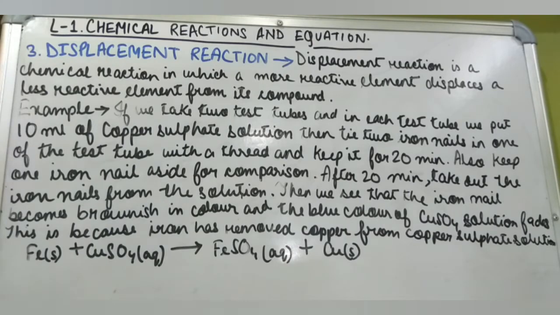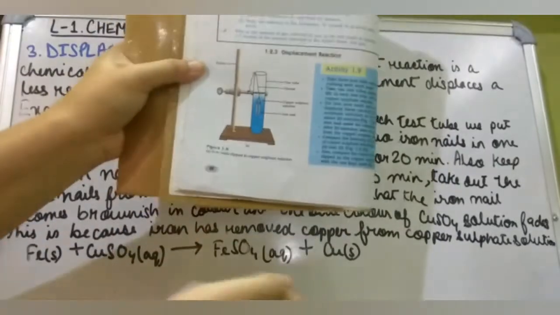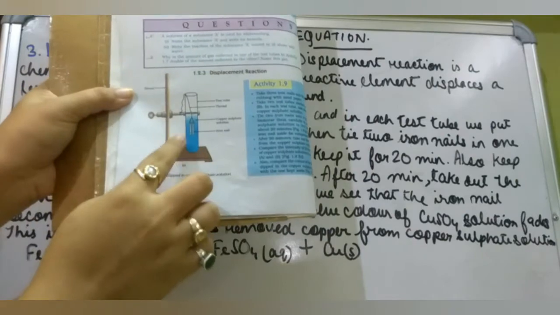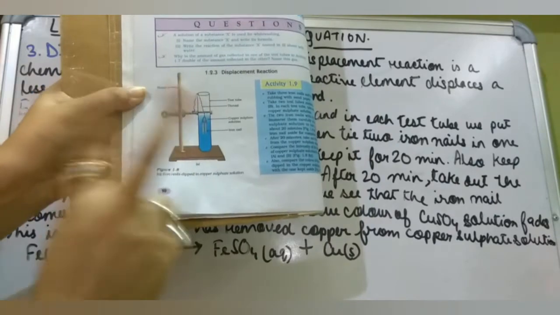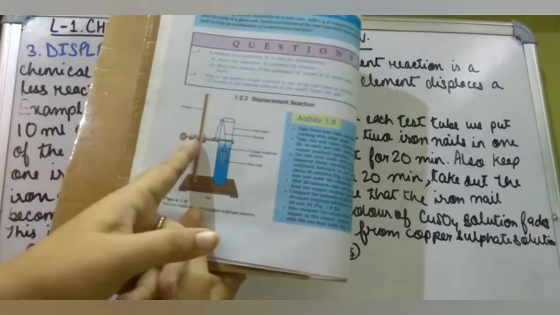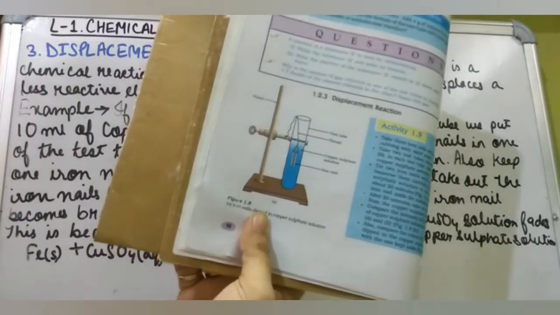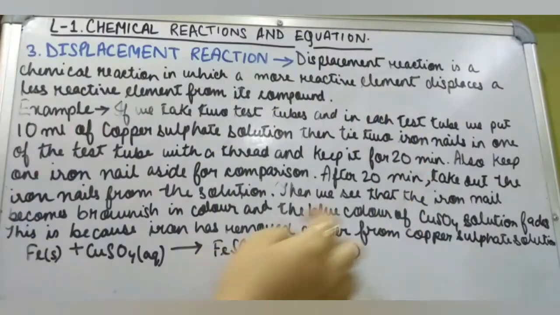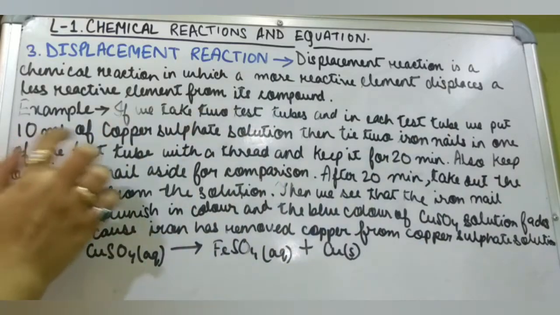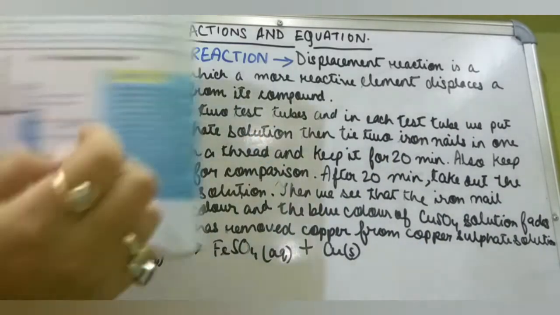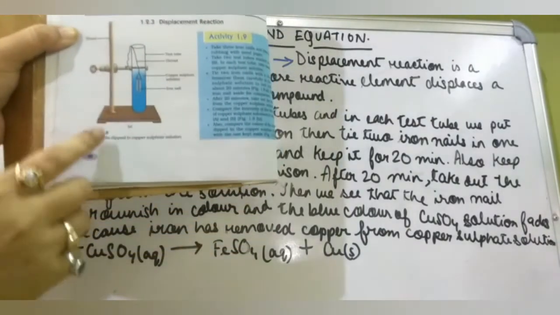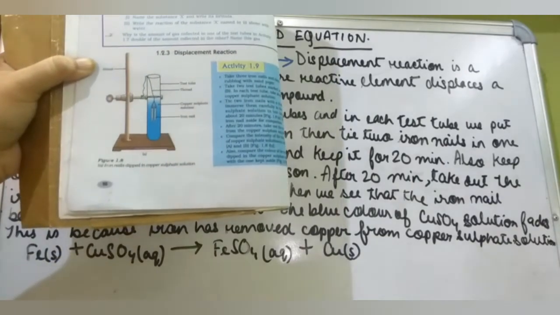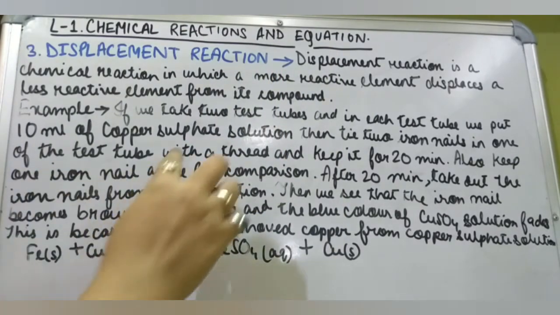Now this is the small activity from the book. I'll show you that this is a test tube, but we have to take 2 test tubes like this as given in the activity. We will take 2 test tubes, fill them with copper sulfate solution and put them in a stand. In each test tube we will put 10 ml of copper sulfate solution. Here we have 10 ml of copper sulfate solution in this test tube, and we have dipped 2 clean iron nails here.